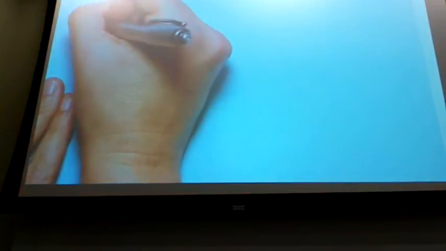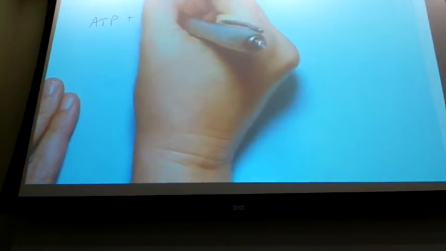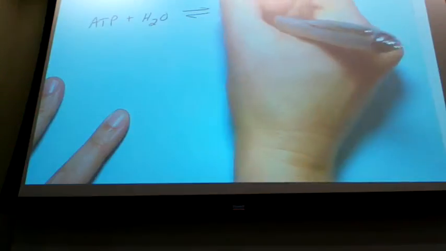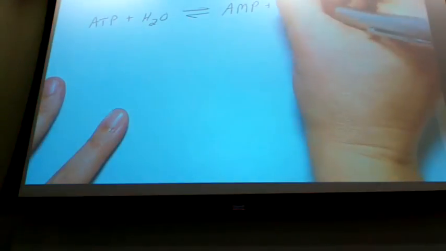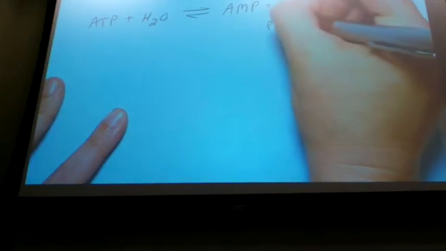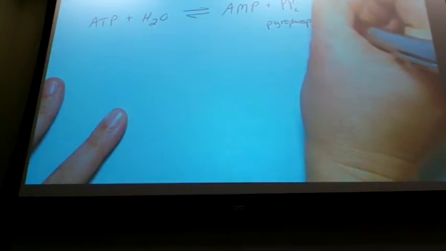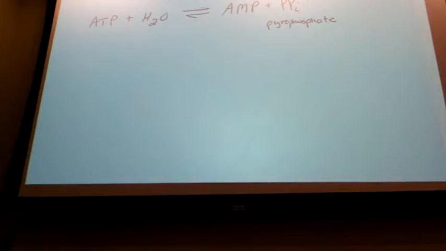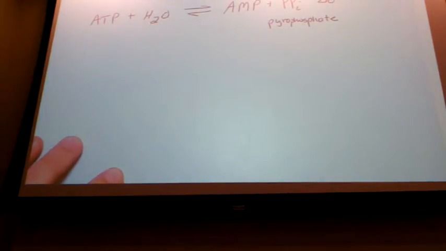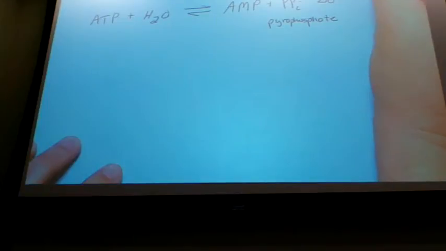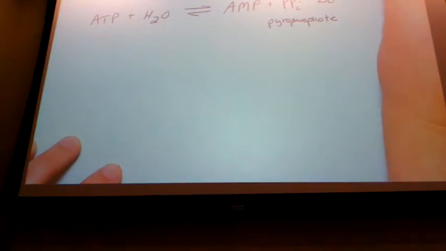Instead, what your book shows you is ATP plus water going to AMP and PPi, which is called pyrophosphate. That one you will see more often than hydrolysis of ADP. And the free energy change for that one is even better, negative 45.6 kilojoules per mole.